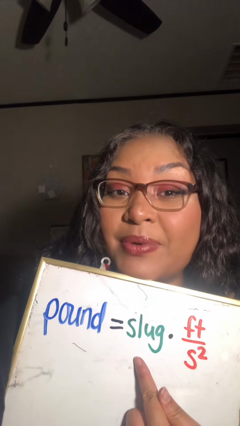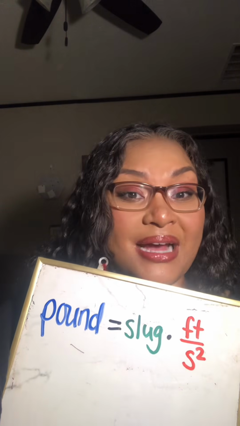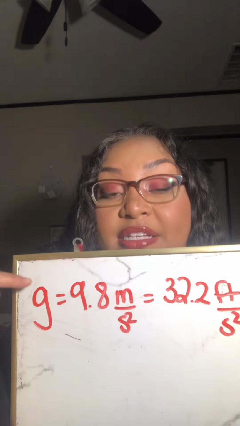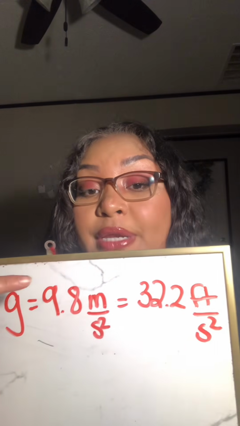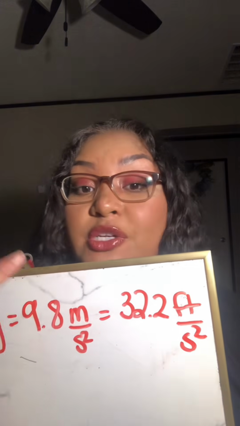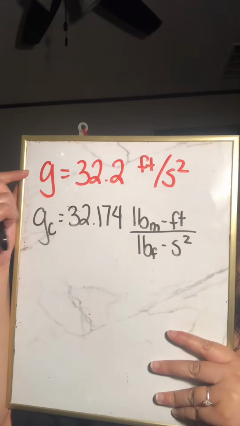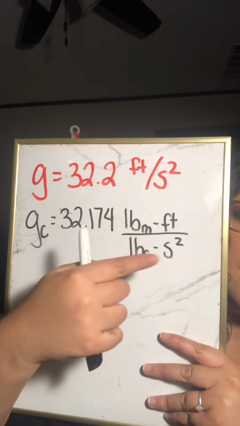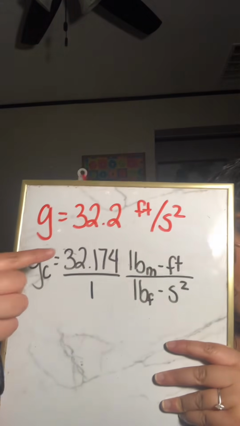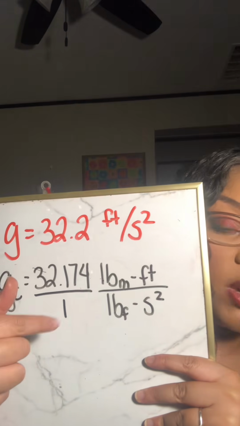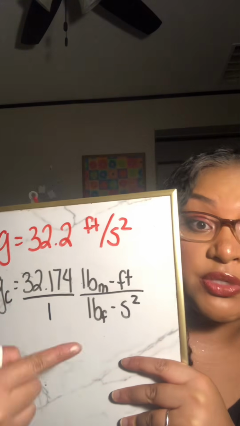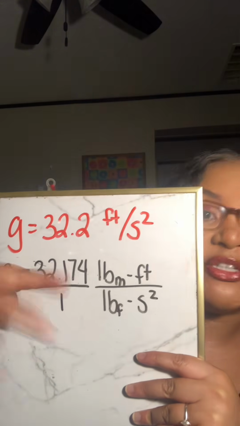So with this slug problem on our hands, we have to use pounds mass, literally because no one's going to understand you when you use slug. Remember that the acceleration due to gravity is 9.8 meters per second squared and is also 32.2 feet per second squared. So really, the only difference between g and G sub C is the arrangement of the units over here. Sometimes I also like to write down G sub C as 32.174 over 1, so that whenever I have to use this conversion unit, I know when to flip everything.